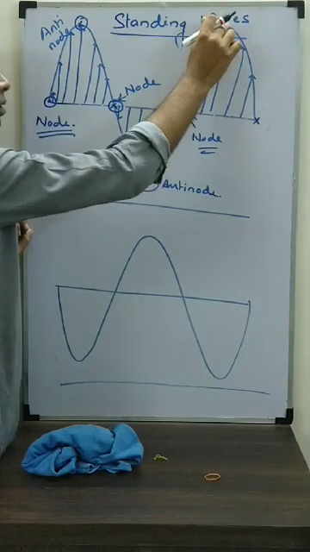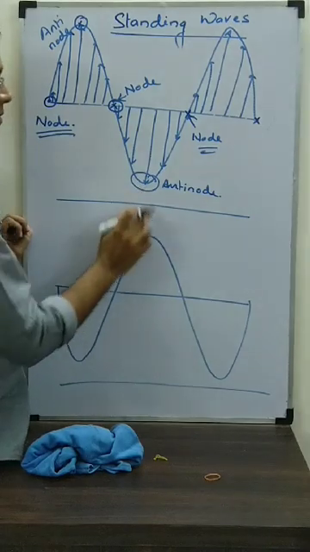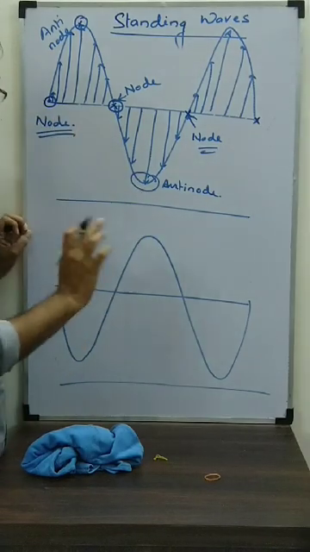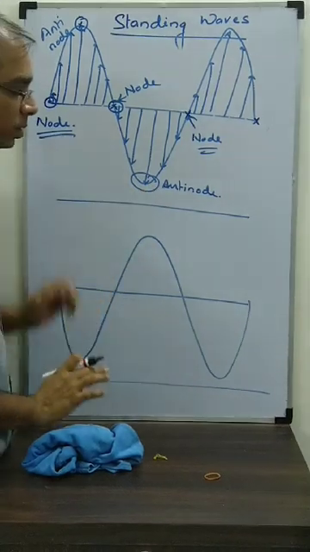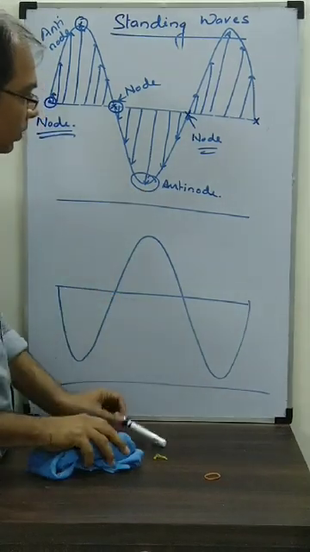And here this is antinode. Same way, these are the same particles. These positions will never change. This is node, this is antinode. Now again I will tell you this in another way also.